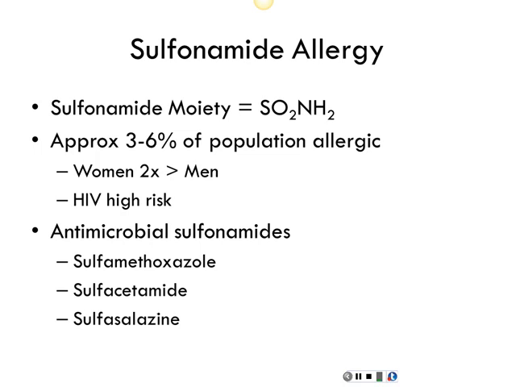A lot of sulfonamides we don't use anymore. The main antimicrobial sulfonamides are sulfamethoxazole, in Bactrim, sulfacetamide, which becomes a topical, and then sulfasalazine, which we use for what are those things? GI problems. Huh? IBS. IBS, thank you. IBS, IBD, we use the sulfasalazine for, so we don't even use it as an antimicrobial anymore. We use it as an immunomodulatory medication anyway.